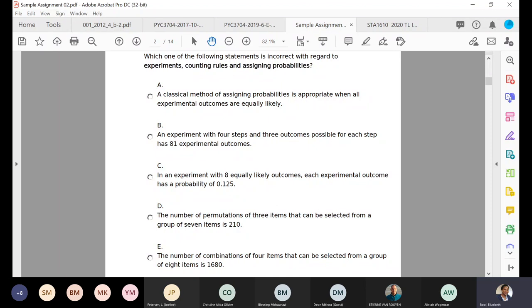So which one of the following statements is incorrect with regards to experiments? A, a classical method of assigning probability is appropriate when all experimental outcomes are equally likely to happen. B, an experiment with four steps and three outcomes possible for each step has 81 probabilities. So for this, you will use a multiplication rule, and a multiplication rule says n times n. So you can just determine if that will be correct.